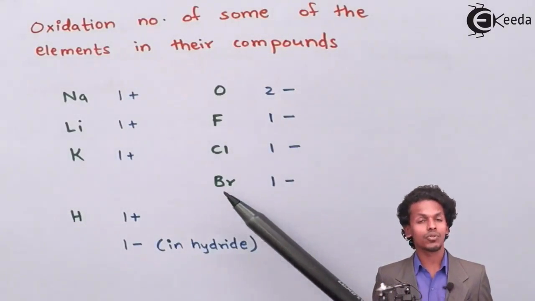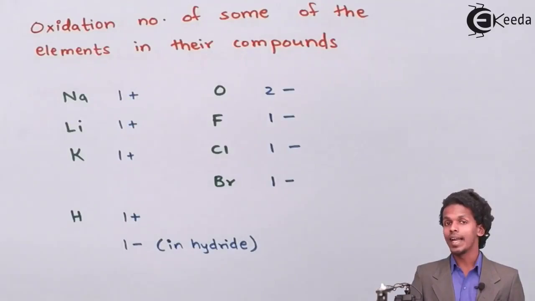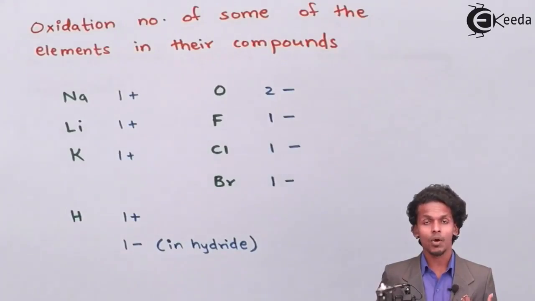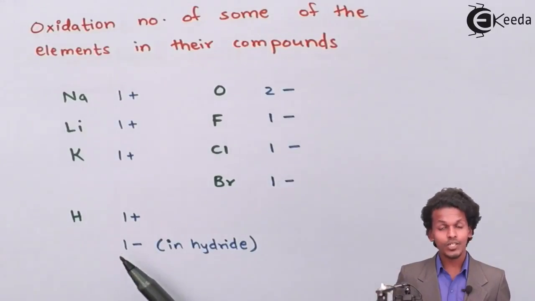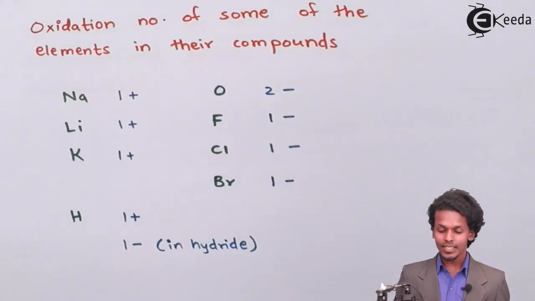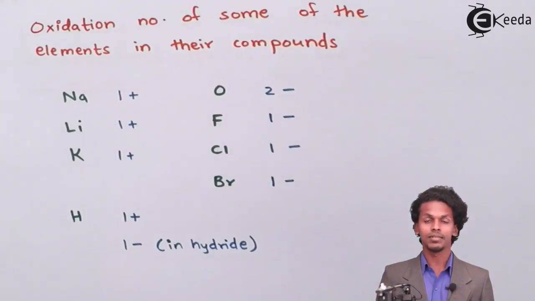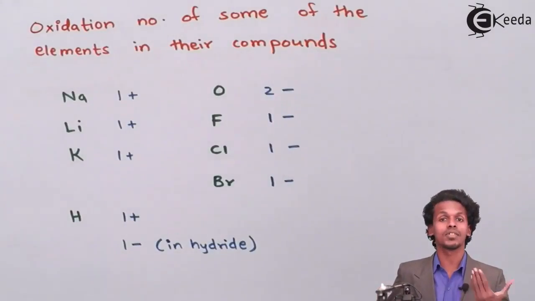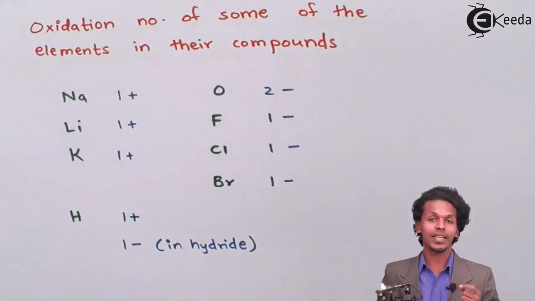So in this case Br is showing 1 minus oxidation number, while in the case of hydrogen it shows 1 plus in normal or simple molecules. Hydrogen shows 1 plus oxidation state, but it shows 1 minus oxidation state in hydride molecules. So these are a few examples of the elements that we are going to learn based on the oxidation number, and with the help of this we could also find out the oxidation number of other elements present in the molecule. So let us see by giving an example.